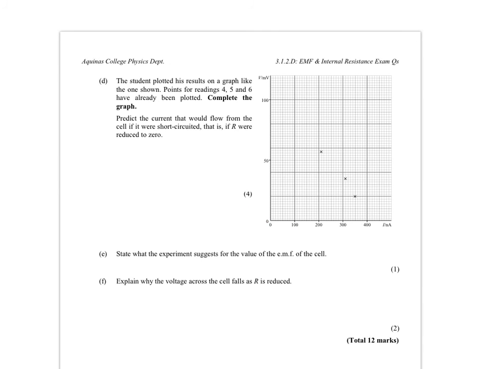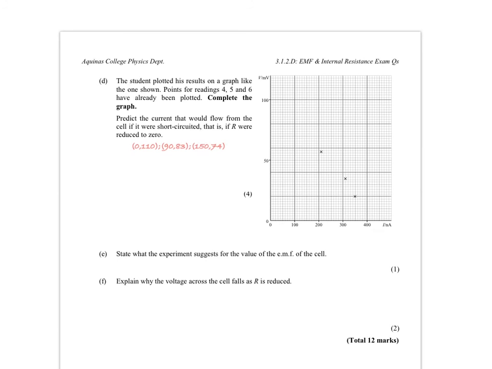Okay, for part D then, we've got to take the data from the table on the other page, plot the points 1, 2 and 3, and then complete the graph. So that really means draw a line of best fit, and then from that we can predict the current that would flow from the cell if it was short-circuited. That is the current when R is reduced to 0. So let's have a look at, first of all, plotting those points.